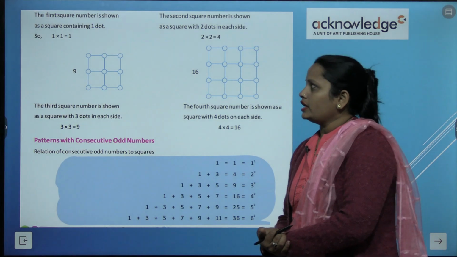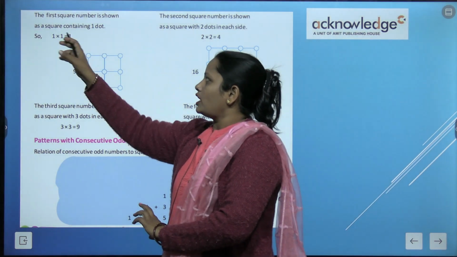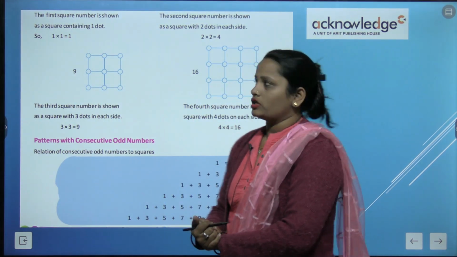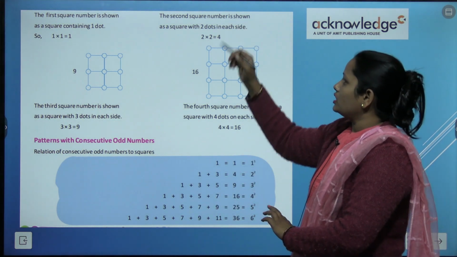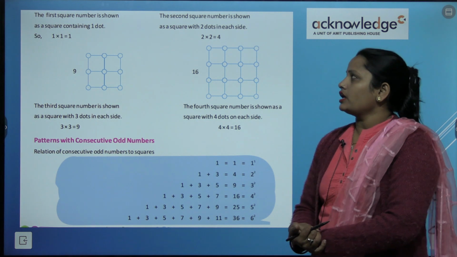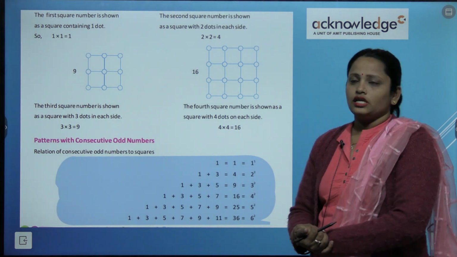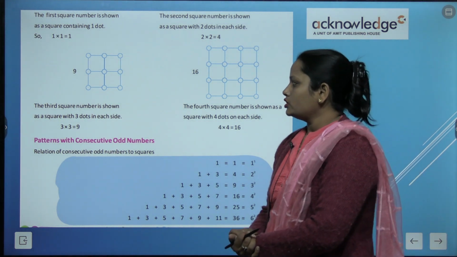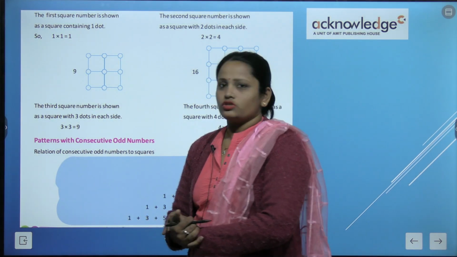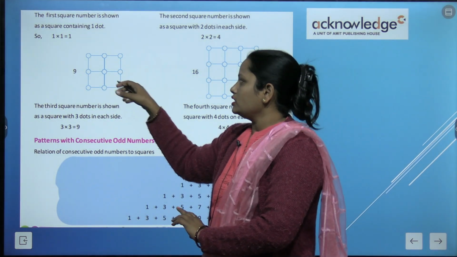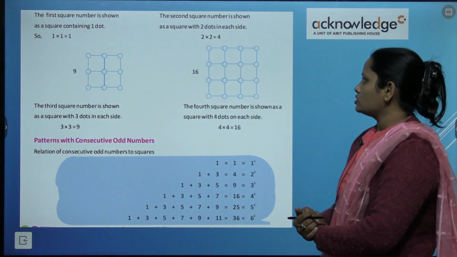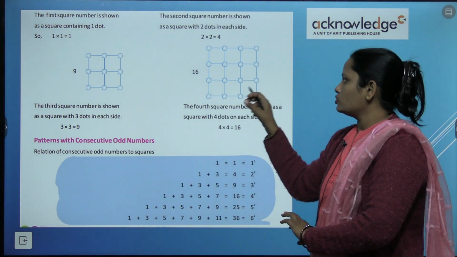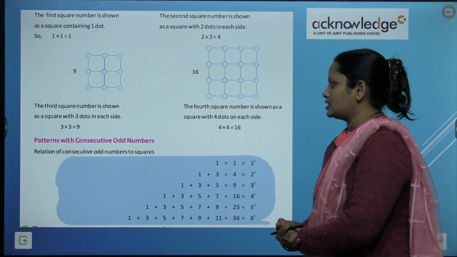So the first square number is shown as a square containing 1 dot. So here you can see only 1 is written there. The second square number is shown as the square has 2 dots in each. अब जो third square है, this shows 9. So 3, 3, 3, 3 times 9. Now 4 square shows 4 times. 1, 2, 3, 4. 4 times, which means 16.